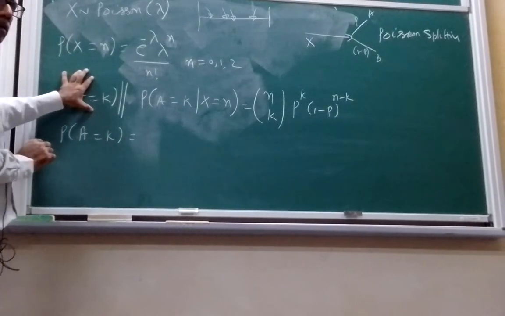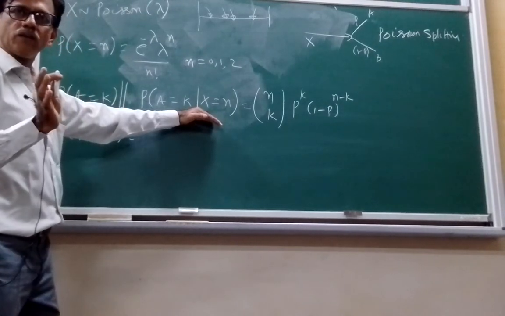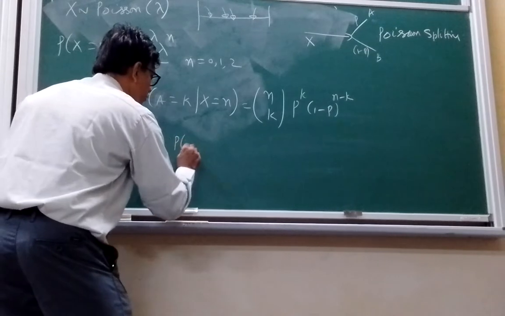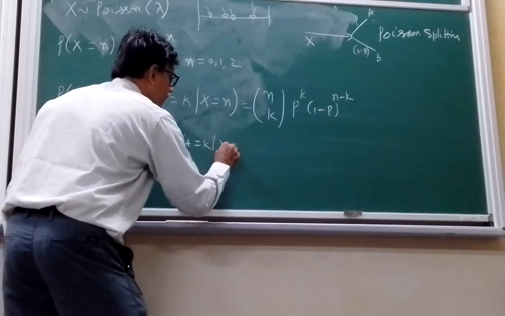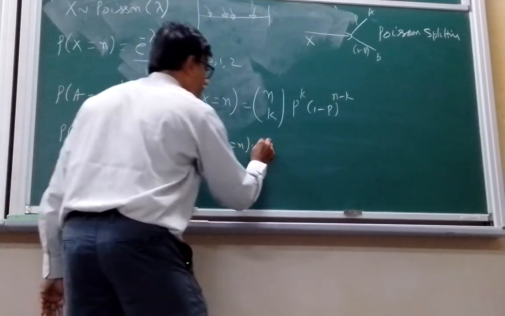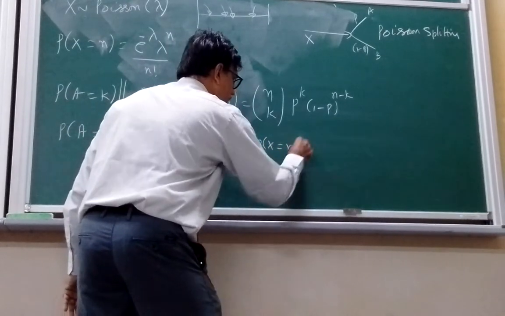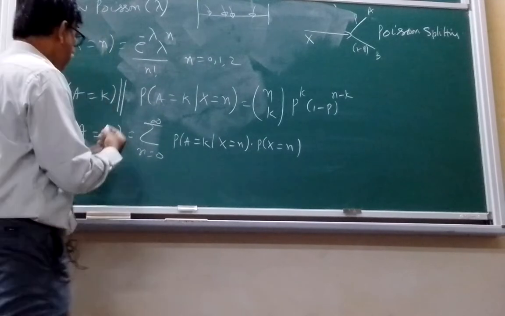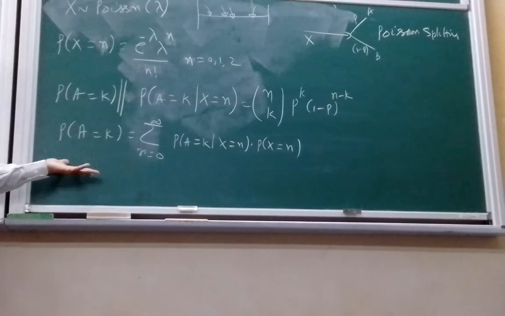This is what we want. This condition is easy to find. So how do we find the unconditional one? That is, if you find... I will find this. This is the theory of total probability.